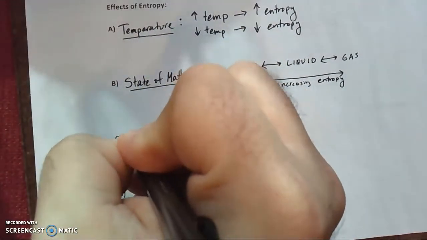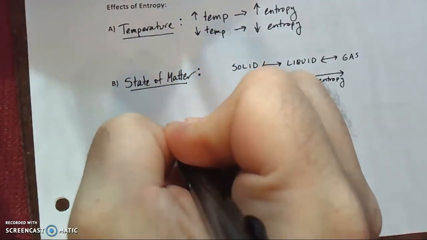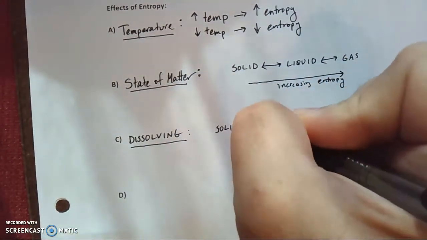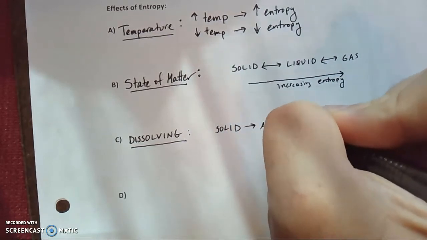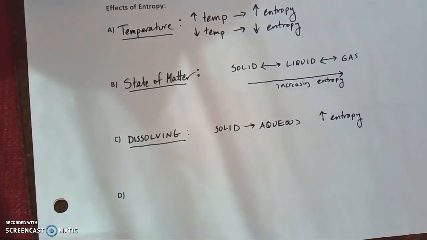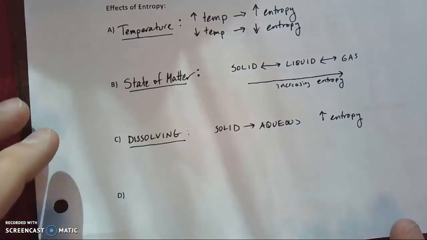Letter C is dissolving. And hopefully this one is self-explanatory to you. If you go from a solid to an aqueous state, we increase entropy. That hopefully makes sense because when you are dissolving something like salt, you're actually breaking the NaCl structure into ions, and you have Na+ and Cl- floating around in a random motion within the water. There are some interactions, but you are increasing entropy.